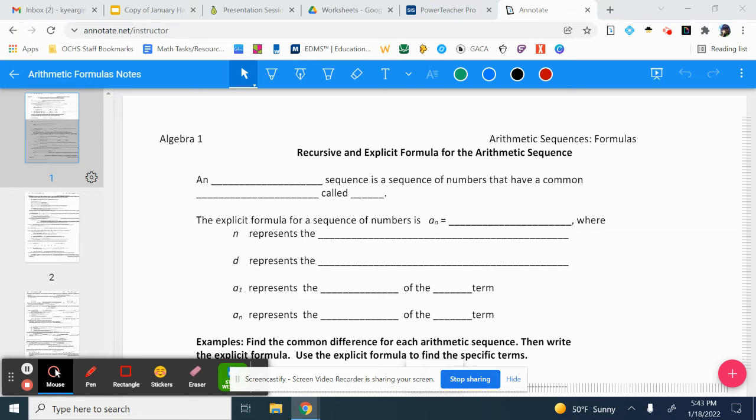Yesterday in class, we talked about two different types of sequences. And we said that a sequence is simply a group of numbers that has a pattern that is consistent between each of the numbers. Now, the two that we talked about yesterday were an arithmetic sequence and a geometric sequence.